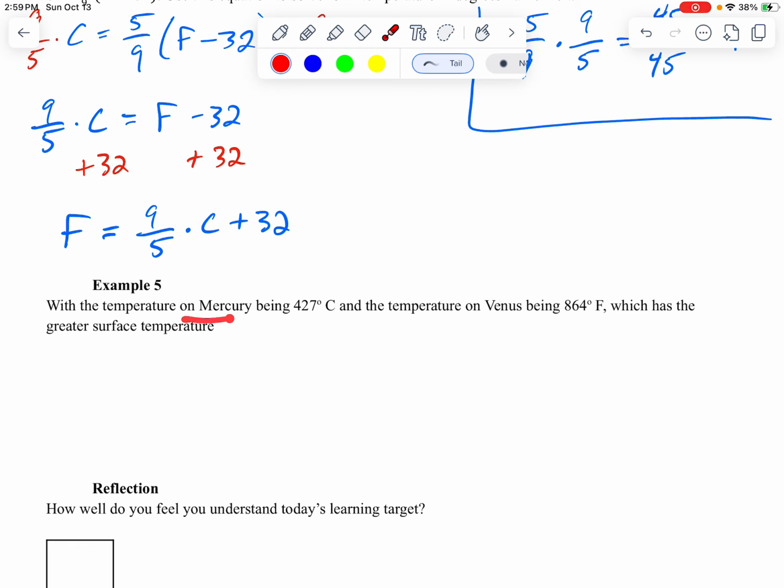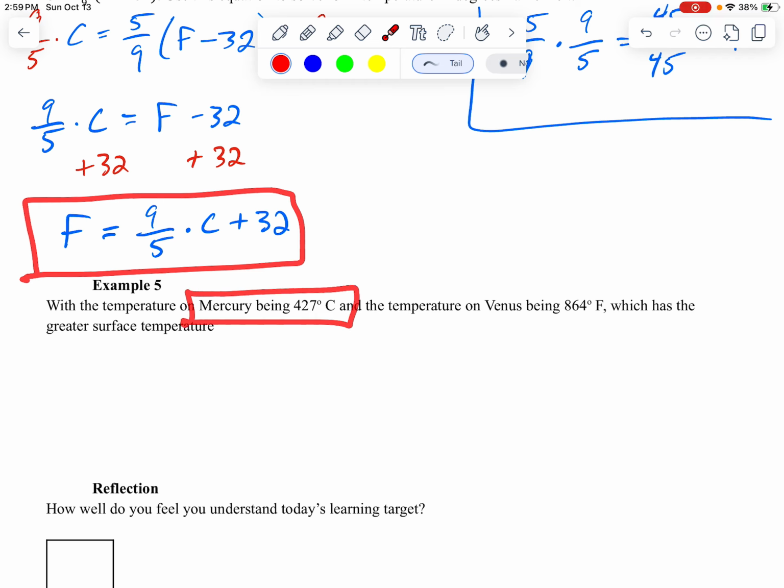Okay, so if the temperature on Mercury is 427 degrees Celsius, and the temperature on Venus is in degrees Fahrenheit, we would have to convert one of these in order to know which is hotter, which has the greatest surface temperature. So let's just use our new equation. It gives us that Mercury is in Celsius. We'll convert that to Fahrenheit and compare it to Venus.